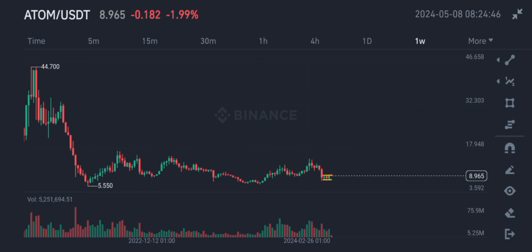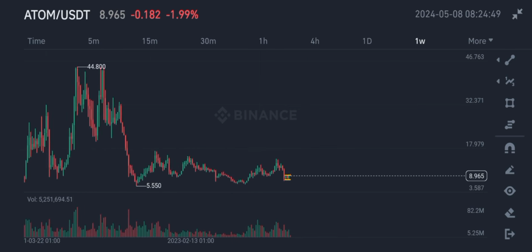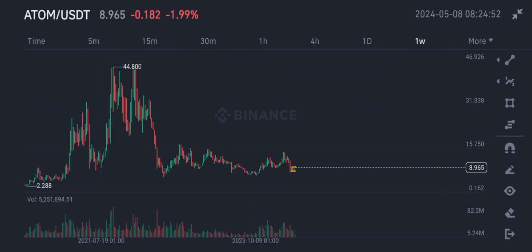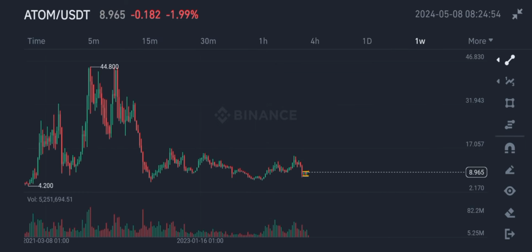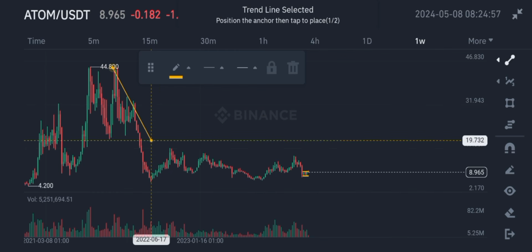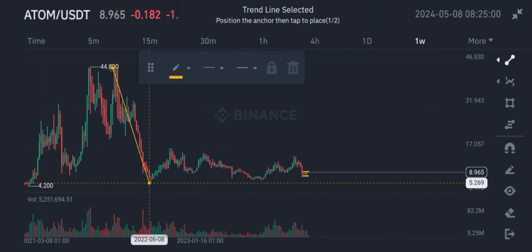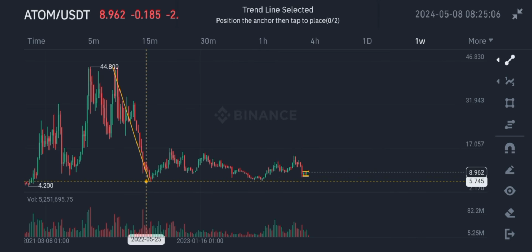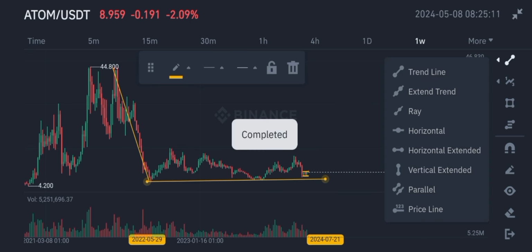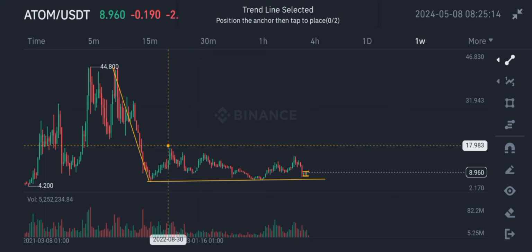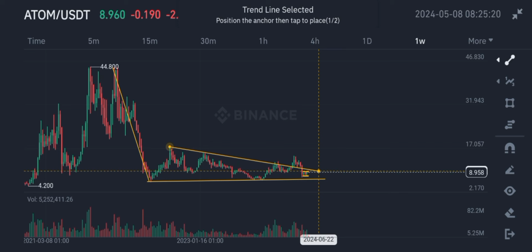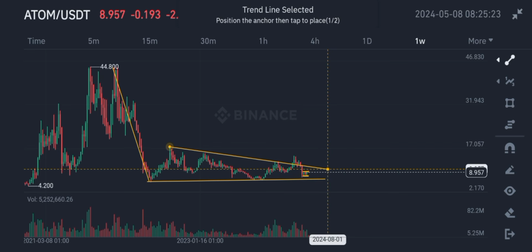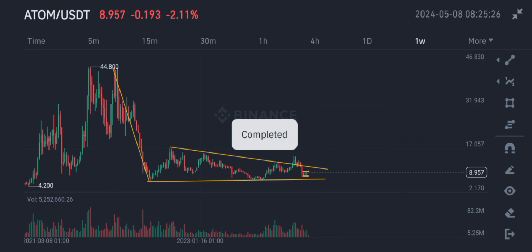What's the weekly saying? The weekly is already showing us that this is a distribution, a redistribution. Okay, if we plot our trend lines like this, I want to show you right now. I'm not even using TradingView, I'm just showing you guys on. So you are going to see that we have a descending triangle.